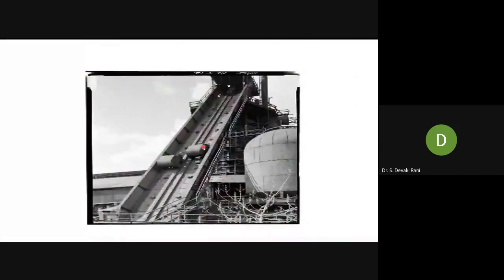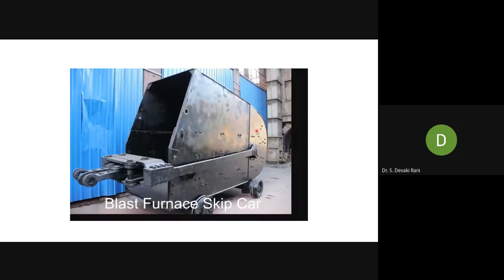In the other figure, this is a skip system of charging. They are charging the raw material with skips. I'll show you the next figure. You are seeing two skips. This is one skip, this is the other skip. At the bottom there will be rollers. The skip will move to the top and discharge the raw material inside the furnace. See this one, this is the skip. The last one is a skip car. You are seeing the rollers here.